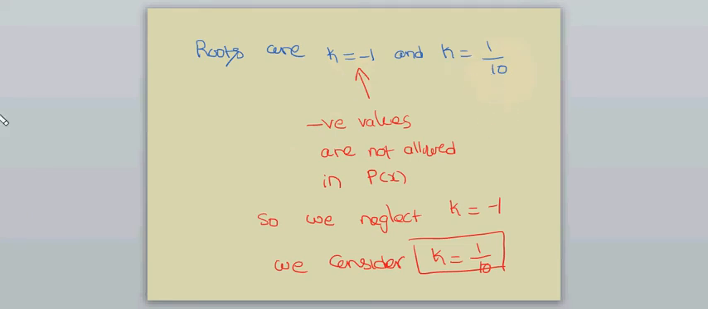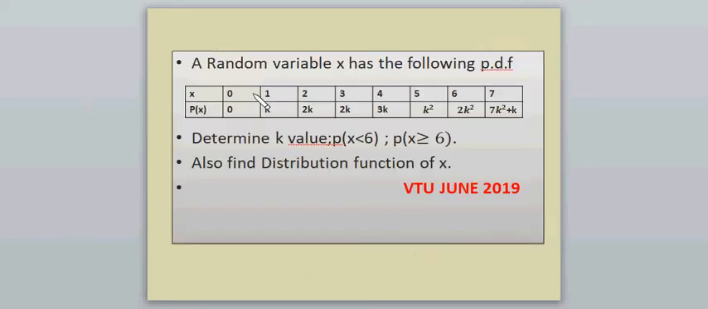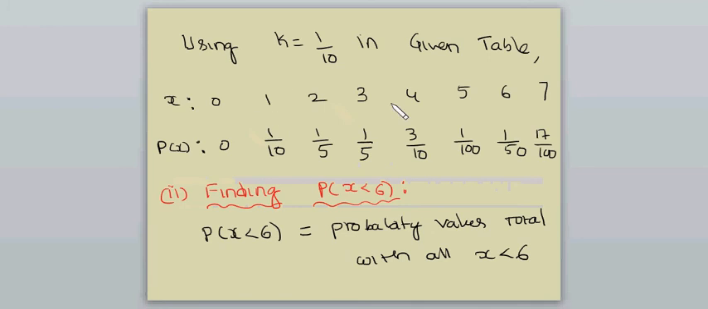Once you take k equal to 1 by 10 and substitute into the given table, wherever there is k, replace it with 1 by 10 or 0.1. This becomes 0.2, 0.2, 0.3, and this is 1 by 10 whole square, 1 by 100, that is 0.01, and so on. When you replace the k value, we get the required probability distribution function.